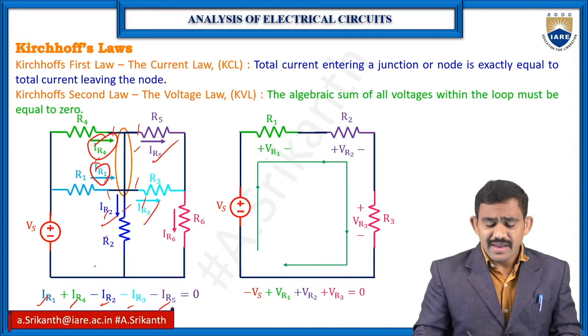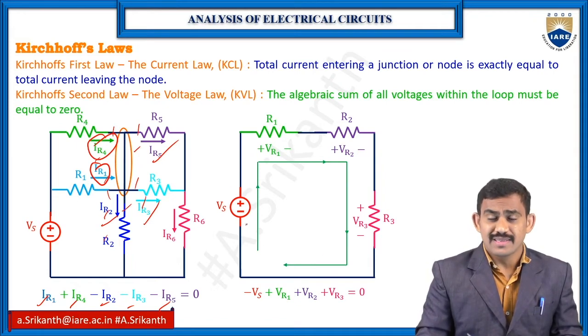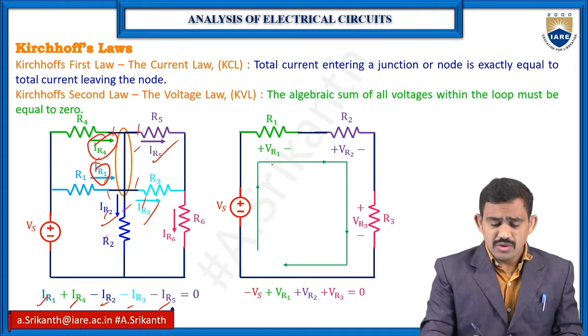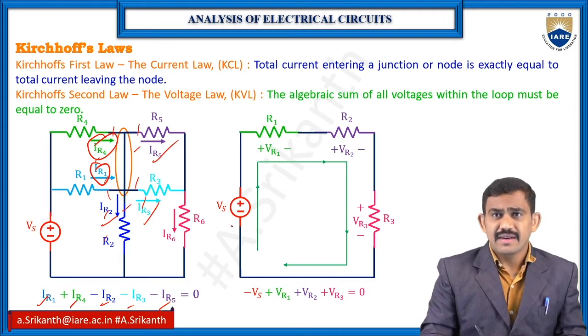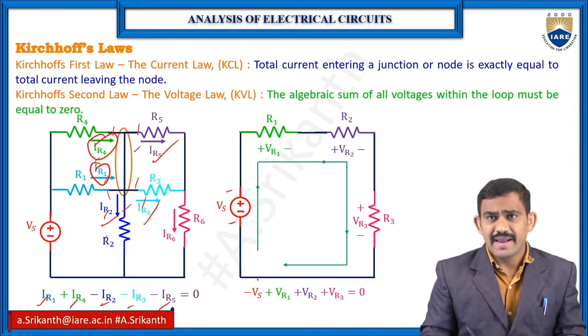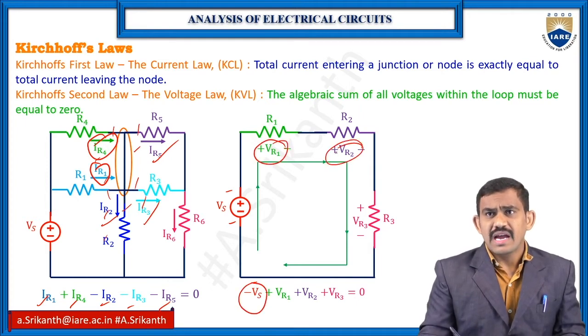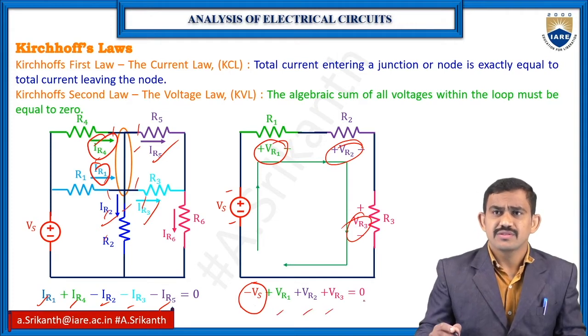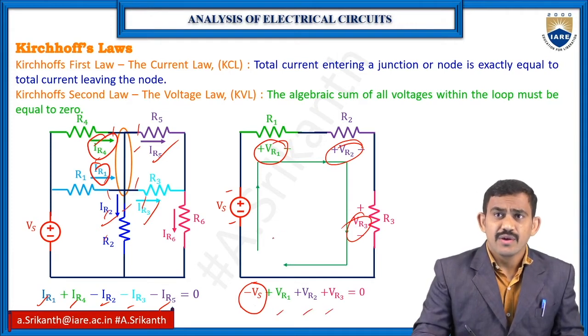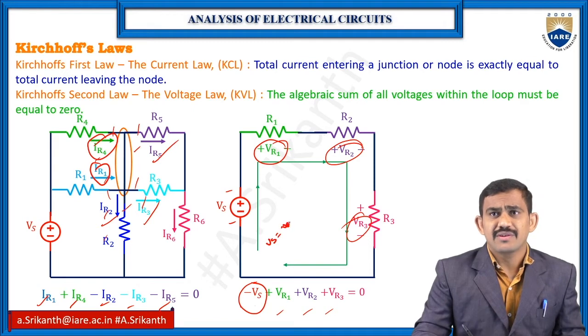Coming to voltage law, in a closed loop. So this is a closed loop. The summation of voltages equals 0. Here we have negative, positive, so minus Vs, and here the voltage drops are VR1, here VR2 and VR3. So minus Vs plus VR1 plus VR2 plus VR3 equals 0. Otherwise, you can write Vs equal to VR1 plus VR2 plus VR3 also.